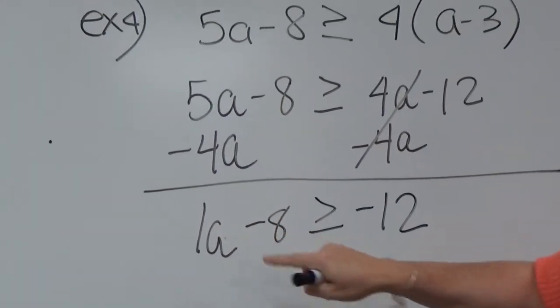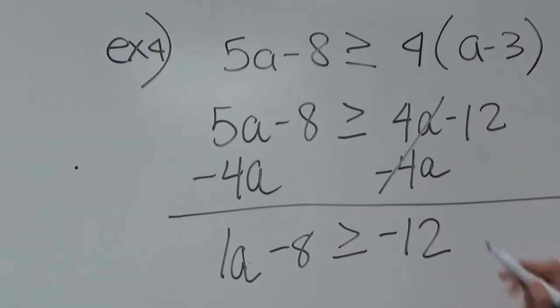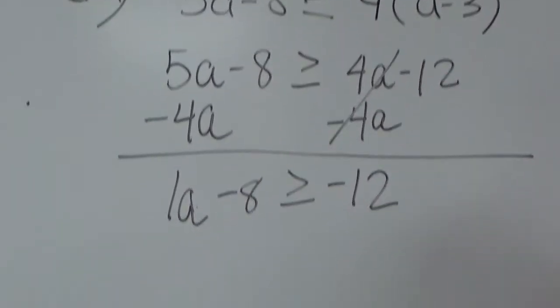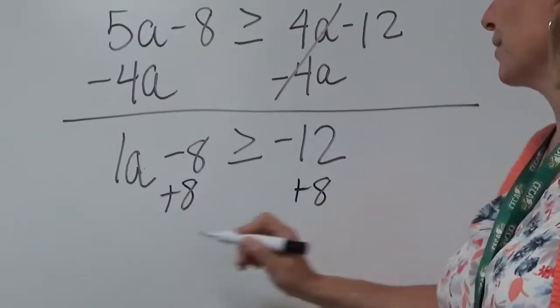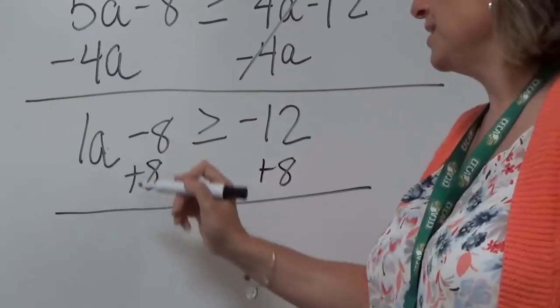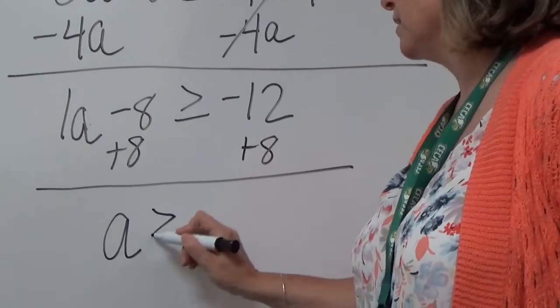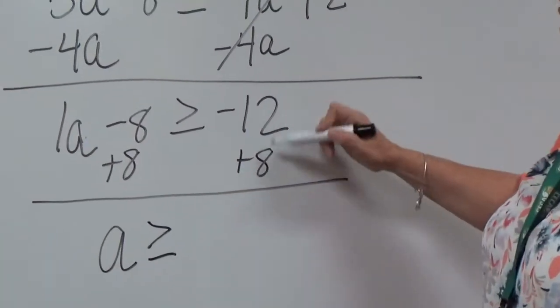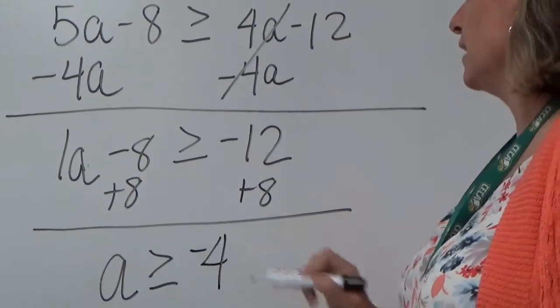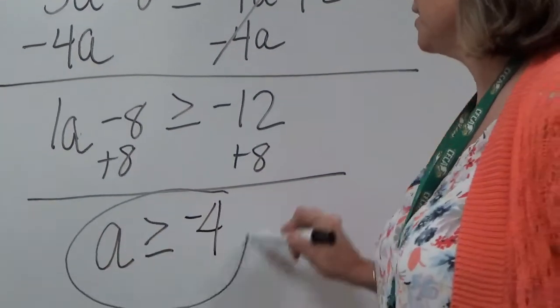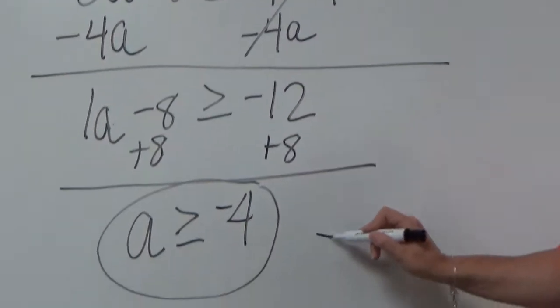Now what? I have to get my negative 8 over there. How do I do that? The opposite. Let's add 8 to both sides. Okay, so 1a, I don't need to write 1a. I can just write a is greater than or equal to. Okay, we've got opposite signs. We're going to subtract and take the sign of the bigger number. There's your answer.